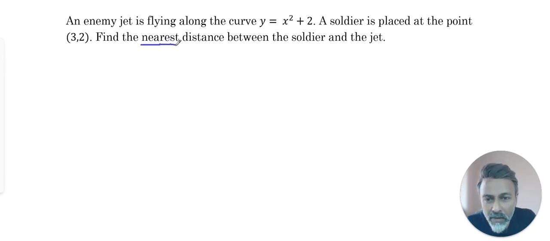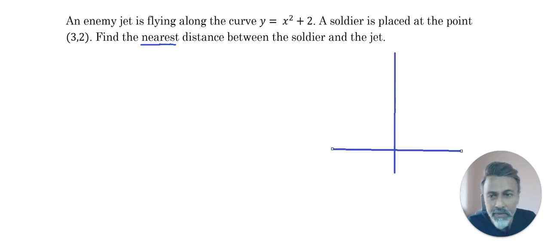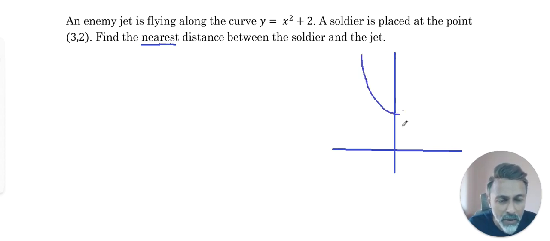Nearest word's meaning is minima. Let's take a rough figure for your understanding. Figure making is optional, but let's try to understand better. Say we draw a parabola, symmetric about the y-axis, 2 units above. So this is the vertex, the turning point for the parabola, (0, 2). We have a soldier at the point (3, 2), which has the same height but 3 units to the right. So let this be point P, (3, 2).